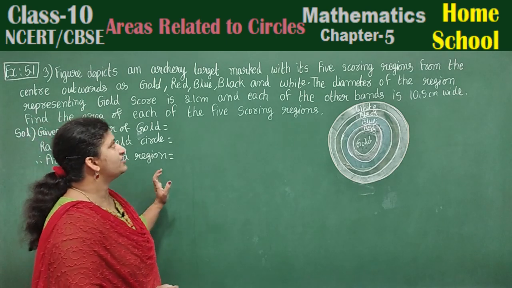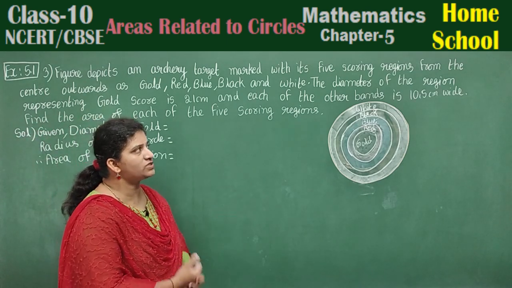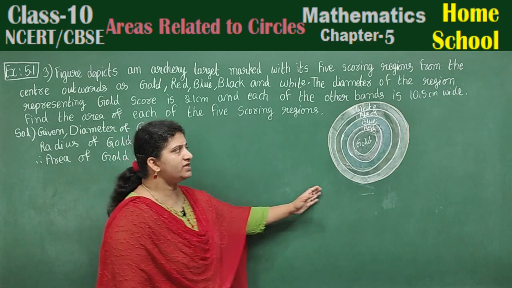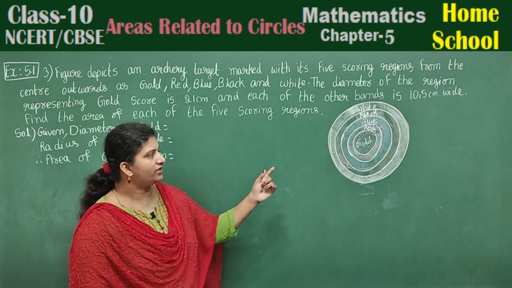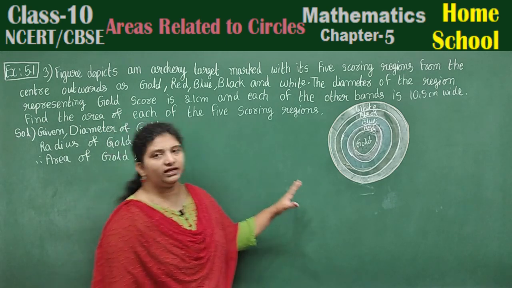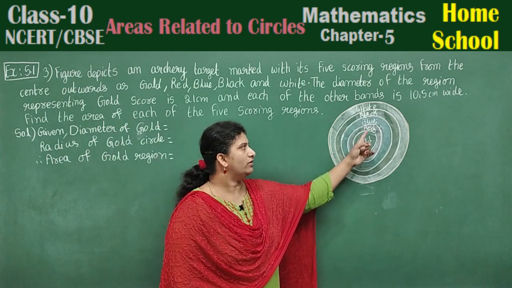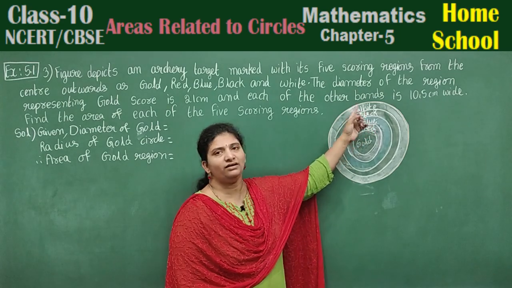Let's see the third problem. The figure depicts an archery target marked with its 5 scoring regions. You can see the figure here. It shows the archery target with different colors. What are the colors used here? Gold, red, blue, black and white.